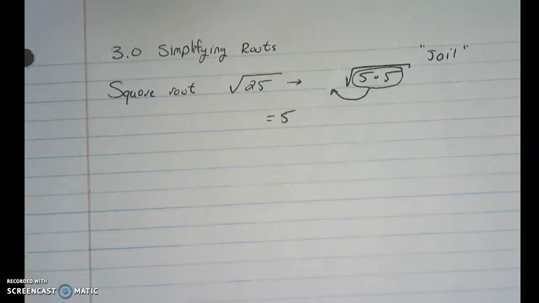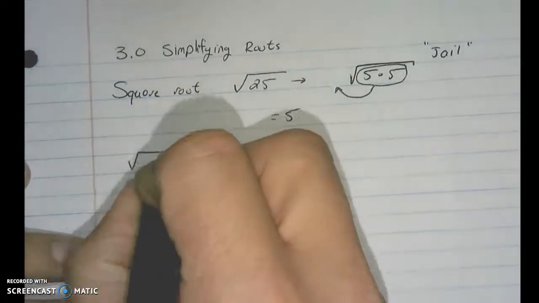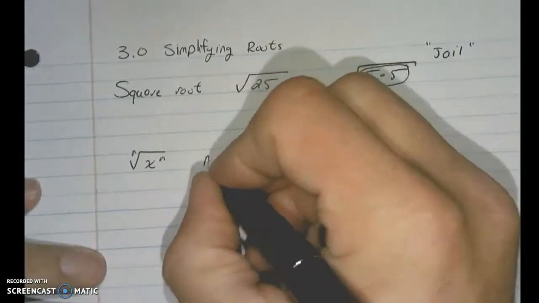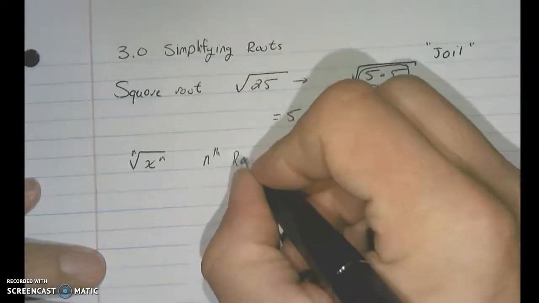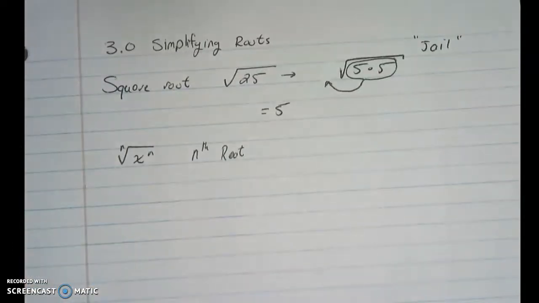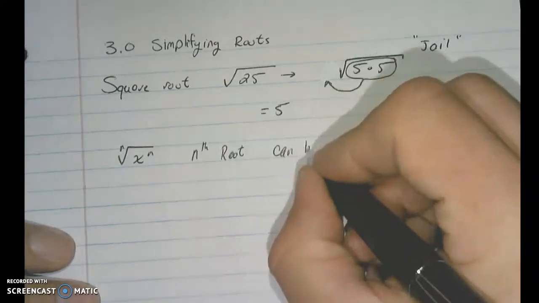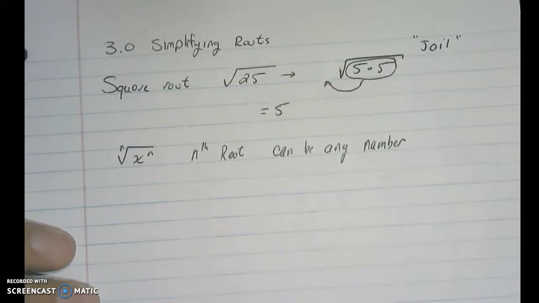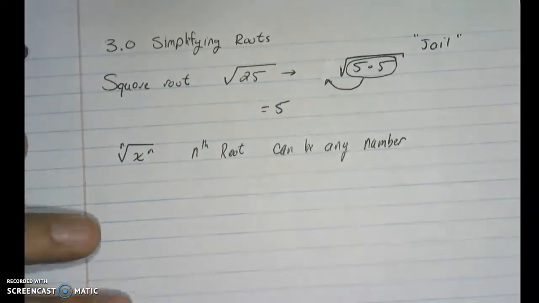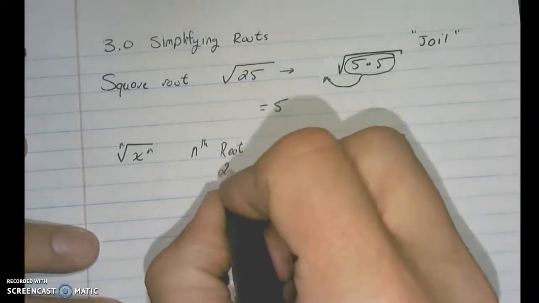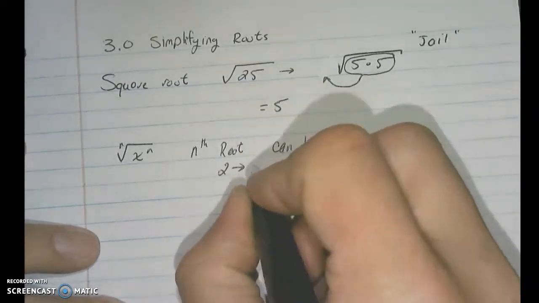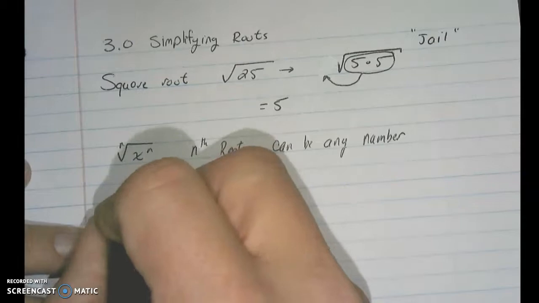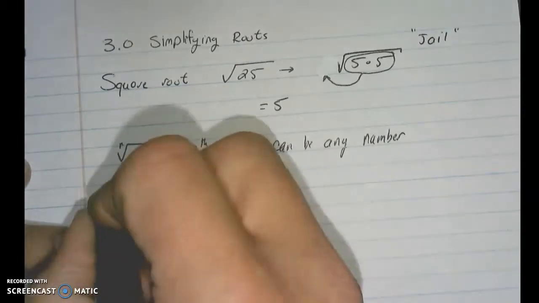Okay, so then we can also have stuff like this where we have the nth root, correct? All right, the nth root can be any number, and it's usually going to be between 2 and n. So usually we don't write the 2. That's just understood to be the square root.